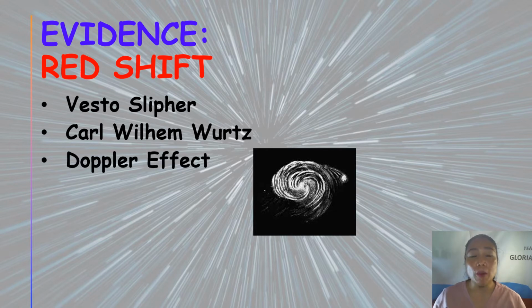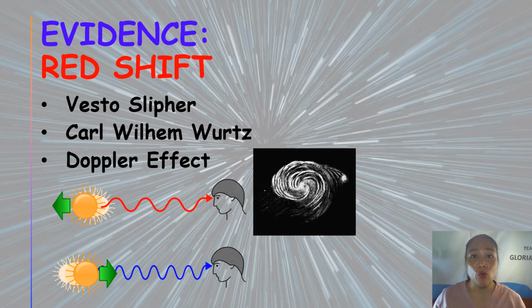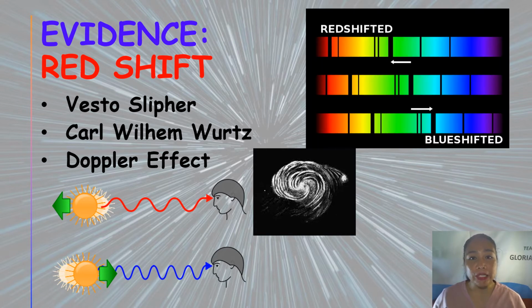Doppler shift or Doppler effect explains that when an object gets closer to us, the light waves are compressed into shorter wavelengths. We call this blue shifted, because blue light has the shortest wavelength in the visible region. On the other hand, when an object moves away from us, its light waves are stretched into longer wavelengths, or red-shifted, because red light has the longest wavelength in the visible region.